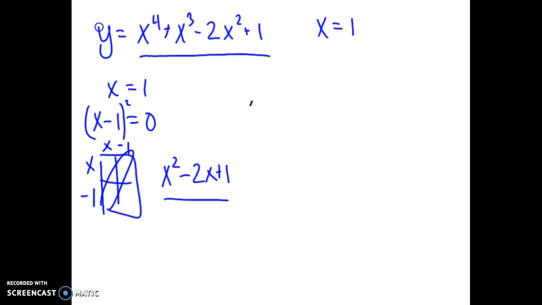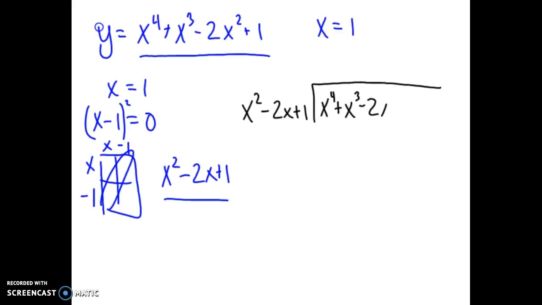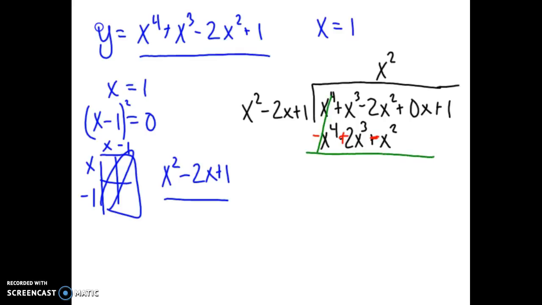So I'm going to do x squared minus 2x plus 1 going into x to the fourth plus x cubed minus 2x squared plus 0x plus 1. Again, I added in the 0x as a placeholder, otherwise I get confused. So x squared times x squared is x to the fourth, minus 2x cubed plus x squared. Now I switch all the signs: minus, plus, minus. With that, I do my math out and get 3x cubed minus 3x squared plus 0x plus 1.